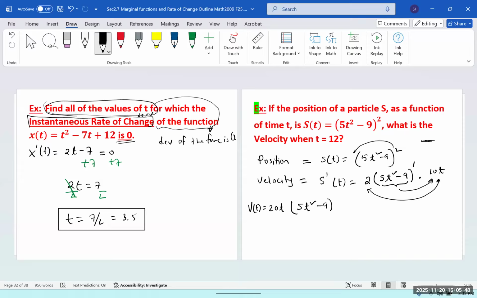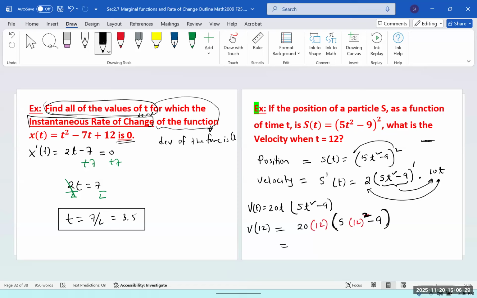But now what are they asking for? They're asking for the velocity when your time is 12. So 20 times 12, times 5 times 12 squared minus 9. All the numbers are big, so most likely it will be in the calculator section.